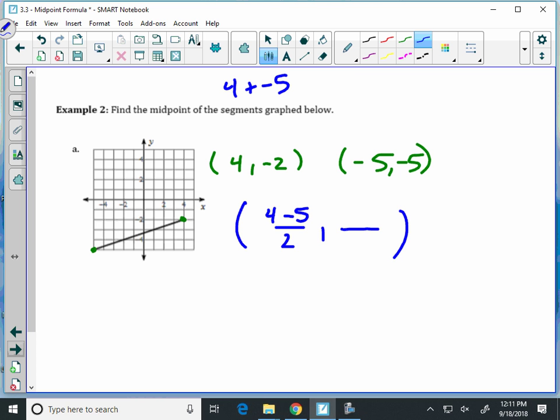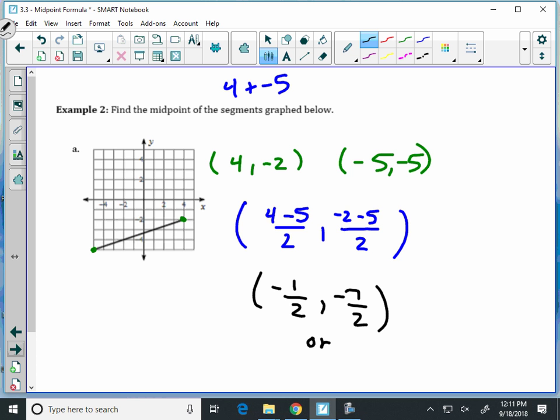Divide by 2. And what's that second fraction going to look like? What are we going to add together for the second fraction? 2 and -5. Again, you just do -2 - 5. Divide by 2. Clean it up. What is 4 - 5? And what's -2 - 5? Can we simplify either of those fractions? No. So you're done.